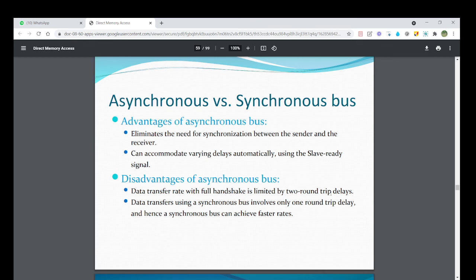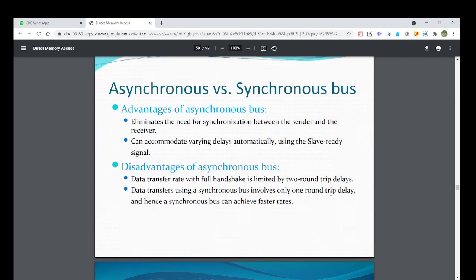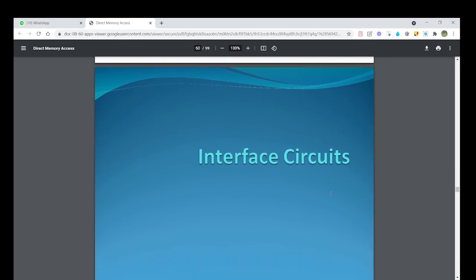So here in case of synchronous only 1 round trip delay is there, whereas in case of asynchronous it's a 2 round trip delay. So in this way we can say that synchronous buses are faster for transmitting the data compared to asynchronous transmission. So the next is about interface circuits.